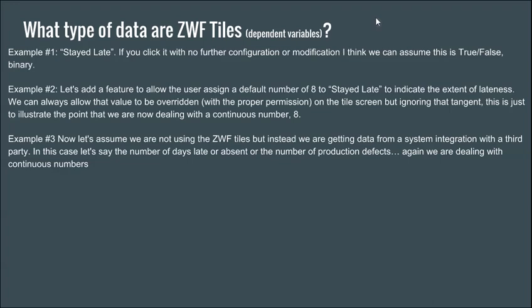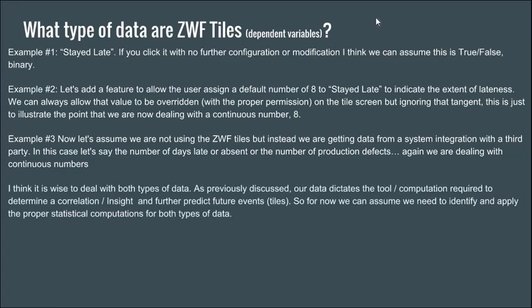So now we can assume we need to identify and apply the proper statistical computations for both of these types of data. Okay? I would like to point out that there is this other method called batching, and it's kind of a workaround. So instead of one tile with a number, you could create 3 tiles for bad dress. This would actually work around having to have numbers and stick with continuous. You can make 3 tiles that would always be yes or no when clicked.